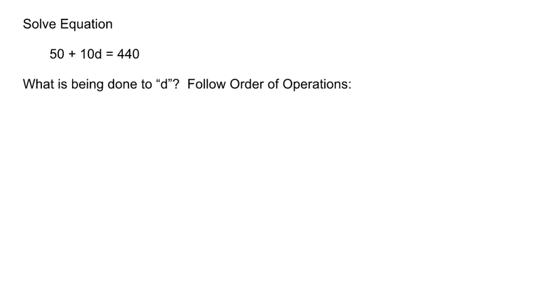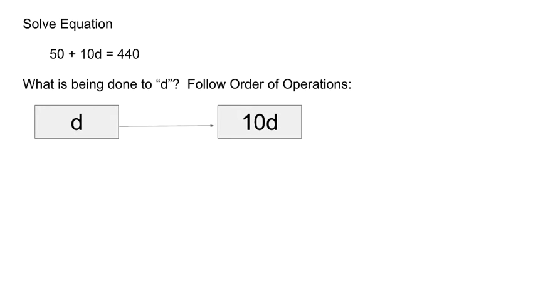The question we need to ask is, what is being done to d when we were building that equation? You need to follow the order of operations. So we have d, and then what's being done to it in order to get to 10d? Well, we're multiplying d by 10. So we have d times 10, which is 10d.